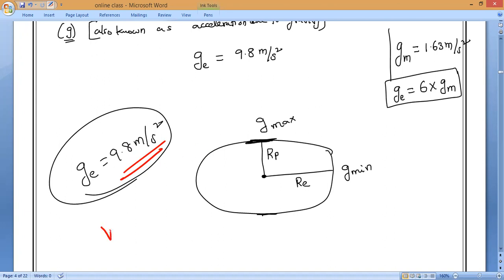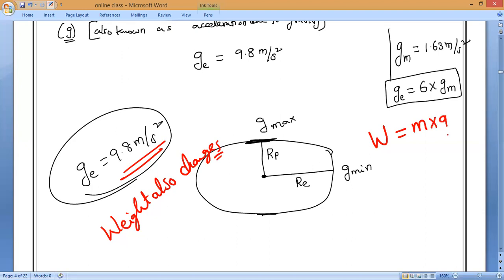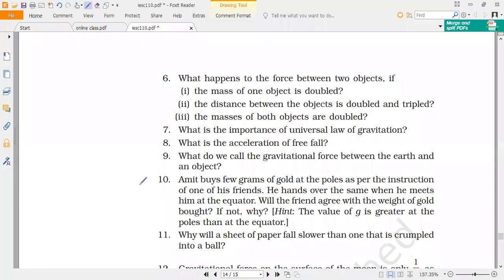And as I told you, if gravity is changing, then what will also change? Weight also changes. Yes or no, guys? Yes, sir. Because weight is equal to, what is the formula? Mass into gravity. So when gravity changes, weight also changes. If you know this concept, you can answer question number 10. So all of you read question number 10. What is the question? Everybody should read.